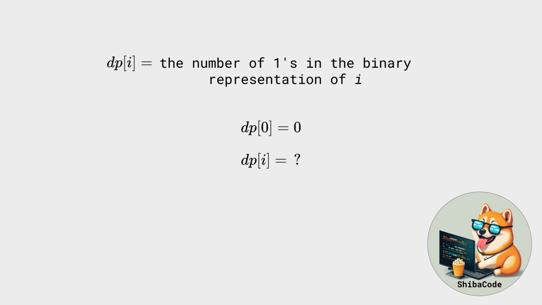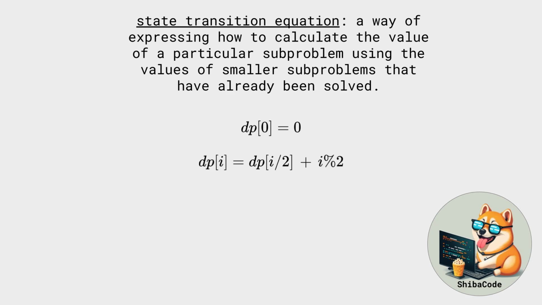Here we define dp[i] as the number of ones in the binary representation of i. In this case, it is clear that dp[0] equals 0. However, in order to calculate dp[i], we need to come up with a state transition equation, which is a way of expressing how to calculate the value of a particular subproblem, in this case dp[i], using the values of smaller subproblems that have already been solved. This is a key part of the dynamic programming approach, as it allows us to build up the solution to the larger problem by solving and storing the solutions to smaller subproblems.